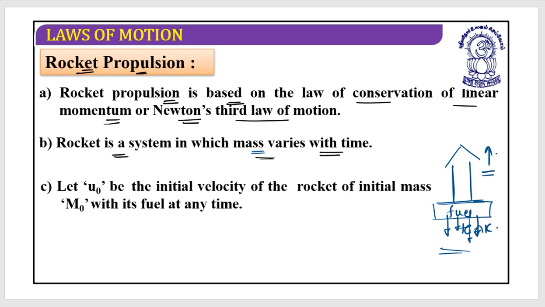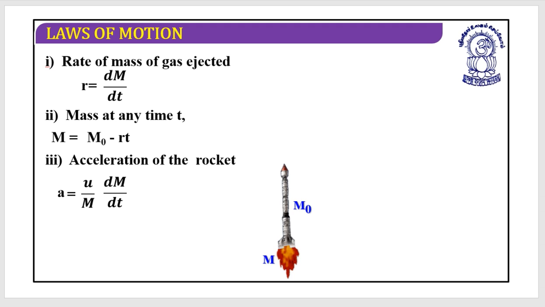time. Let's suppose u naught is the initial velocity of the rocket, and the initial mass of the system is m naught, with its fuel, at any time. Now let's define certain terms. The rate of mass of gases that is ejected, R, can be considered as dm by dt. The mass at any time t, because it is decreasing at every instant, can be written as m equals m naught minus dm by dt into t, where m naught was the initial mass.